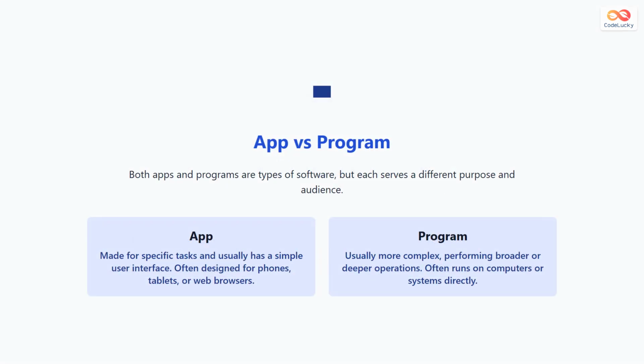Both apps and programs are forms of software, but they are a bit different in purpose. Apps usually focus on simple, specific tasks like booking a taxi or chatting online. Programs are often more complex and perform larger operations like editing videos or managing files. The main difference lies in how they are used and who they are built for.